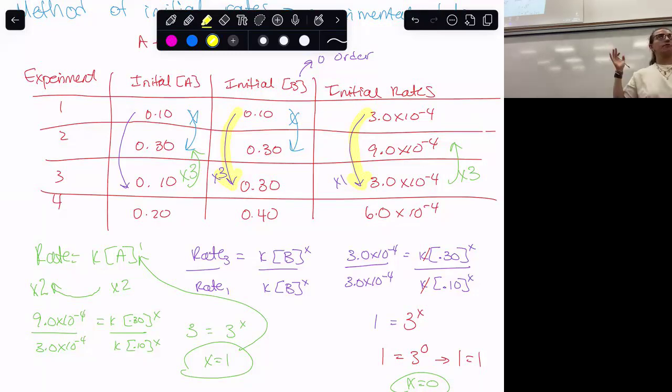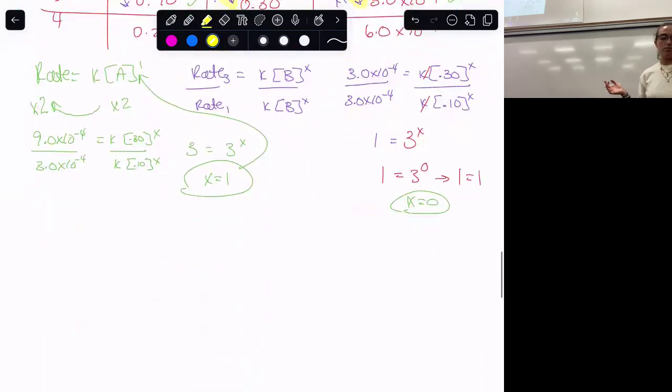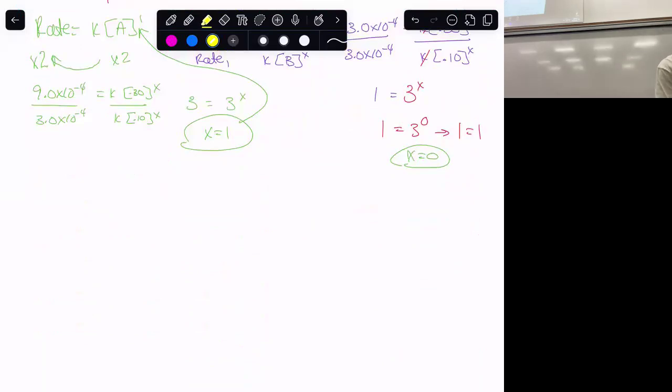And then if you want to look at it for second order, because that's the only one we haven't done yet, if you see 0.2 to 0.4, and then the rate goes 2 to 8, this multiplies by times 2, and this multiplies by times 4. So if we're squaring the difference between magnitudes, then it's a second order reaction. That just takes practice.